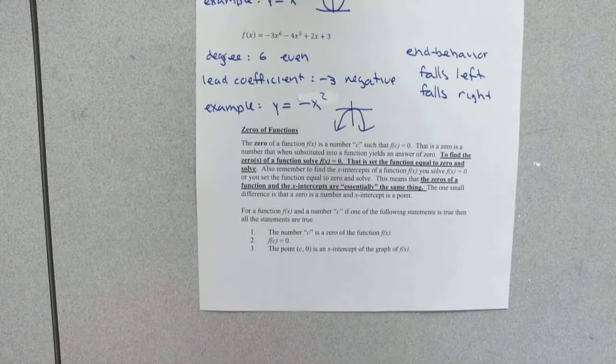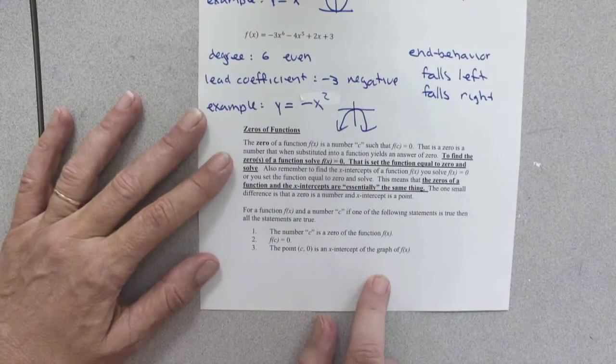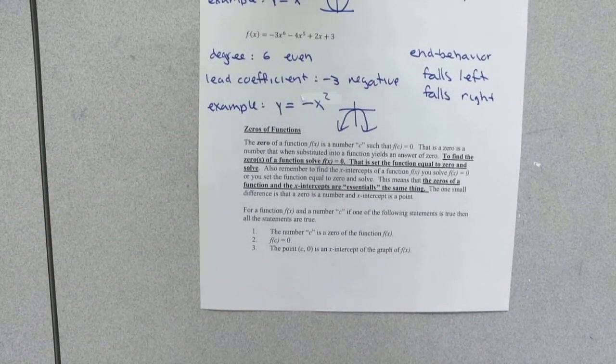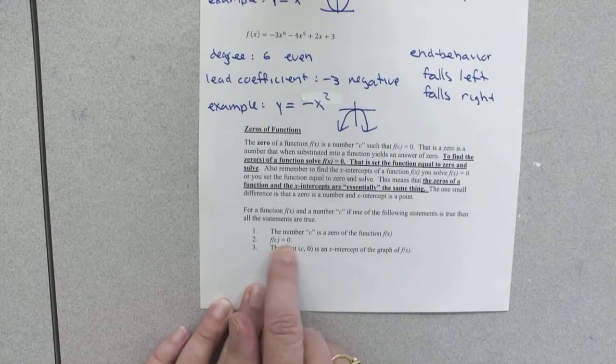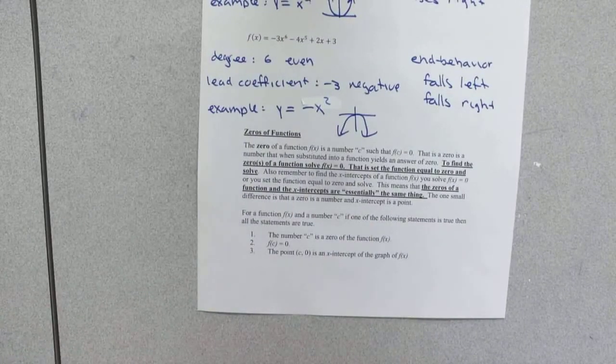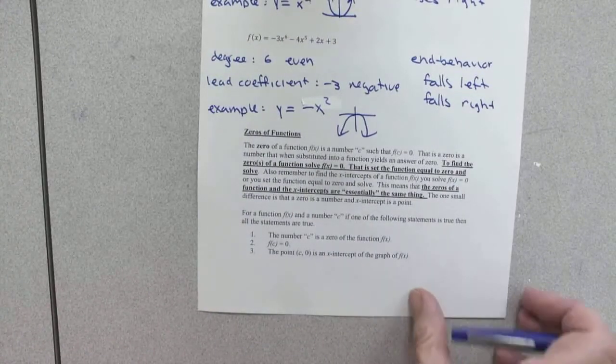So we got a statement down here at the bottom. For a function f of x and a number c, if one of the following statements is true, then all the statements are true. 1, the number c is a 0 of the function f of x. 2, f of c equals 0. 3, the point (c, 0) is an x-intercept of the graph of f of x. What I'm trying to tell you here is all of these things mean the same stuff. If I tell you a number is a 0, that means when you plug it in, you'll get an answer of 0, and it also means you found an x-intercept, that all those things are the same. So let's do some work with these guys.